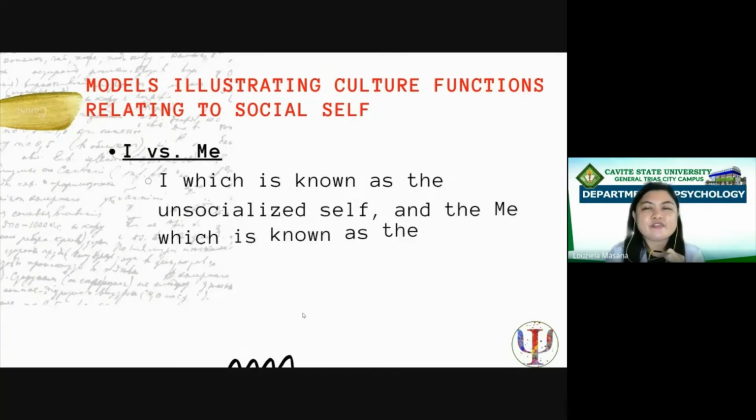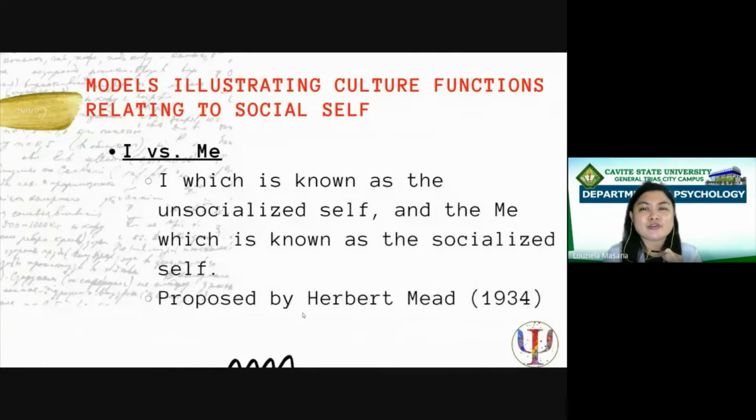Next, I versus me. Magkaiba pala yung I versus me aside from spelling. When we talk about I, it is known as the unsocialized self. And then the me is the socialized self. Kumbaga yung I, ikaw lang yon. Pag me, meron ng kasamang others or kapwa. So this was proposed by George Herbert Mead in 1934.